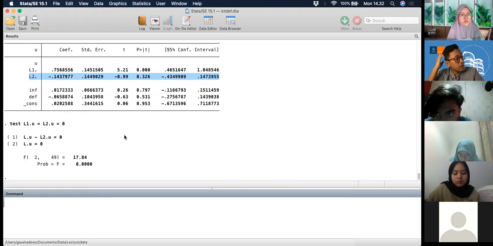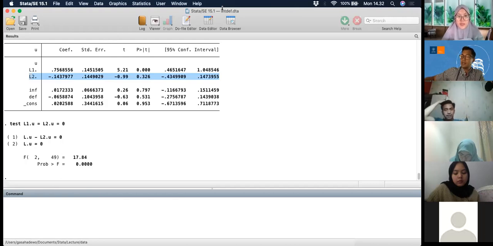Now, after we look at the results of the F-test, what can you conclude? Do you reject the null hypothesis, or do you not reject the null hypothesis? Any thoughts? What does the p-value of the test suggest to you? Does it reject the null hypothesis, or does it not reject the null hypothesis, using the p-value?